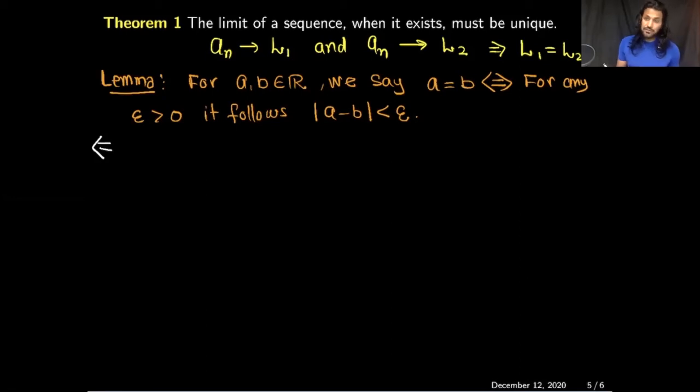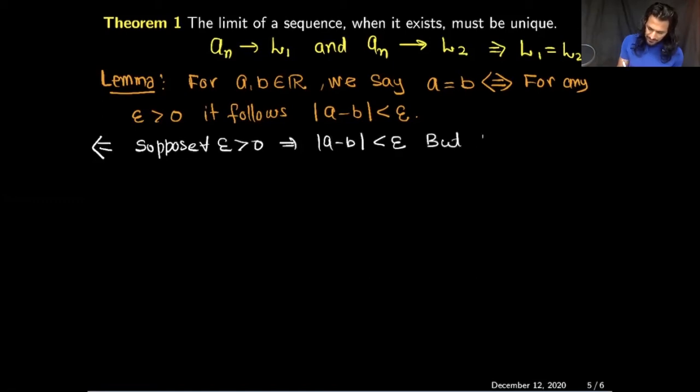I'm going to prove it by contradiction. So suppose this holds: for all epsilon greater than 0, the absolute value of A minus B is less than epsilon, but A is not equal to B. I'm going to assume that A is not equal to B. Then I'm going to take epsilon 0 to be the absolute value of A minus B, which is the difference between these two real numbers. If they are not equal, it means the distance between them must be strictly positive.